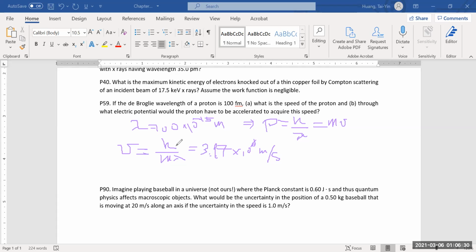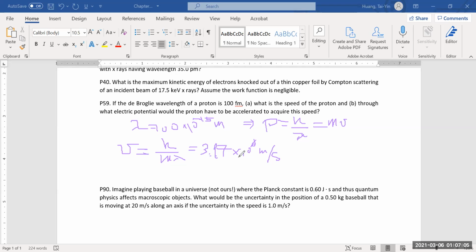Like the mass, there might be a little bit of difference if you use a different source to get the mass. But anyway, as long as they are in this range, and you have the same equation, then that should be fine. So velocity is 3.97 times 10 to the 6 meters per second. This is how fast the proton would travel, given the wavelength.